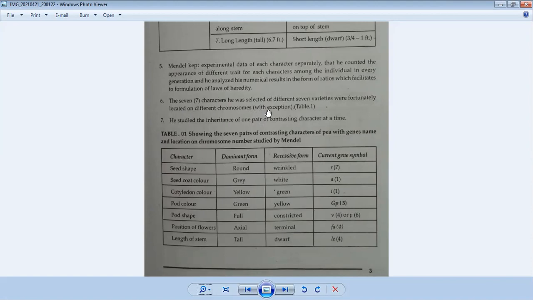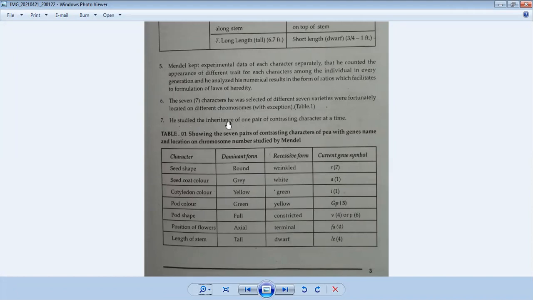ये जो 7 कैरेक्टरिस्टिक्स उन्होंने सिलेक्ट किए थे वो अलग अलग क्रोमोसोम्स पे प्रेजेंट थे. ऑब्वियसली अलग अलग कैरेक्टर्स रहेंगे, जैसे फॉर एग्जांपल सीड शेप, सीड कलर, then pod shape, pod color, then flower position, then height or the length of stem. So all these characteristics are different, and obviously they belong to the different chromosomes position.